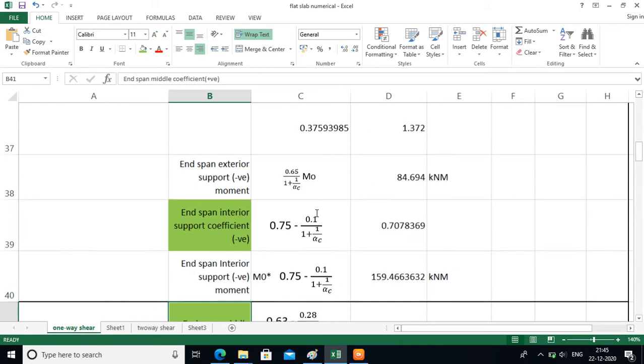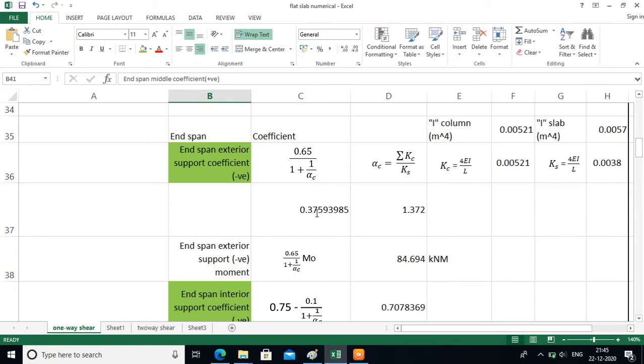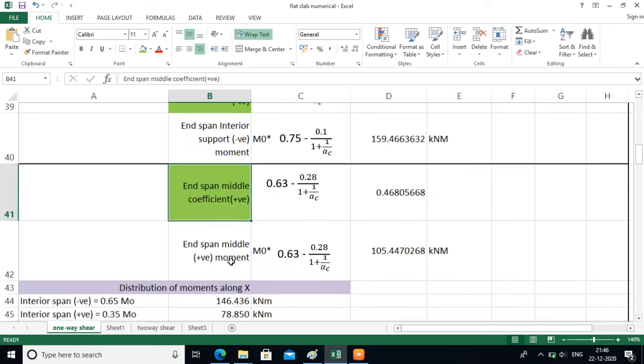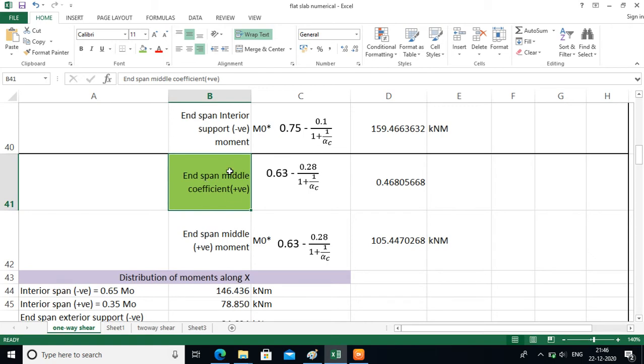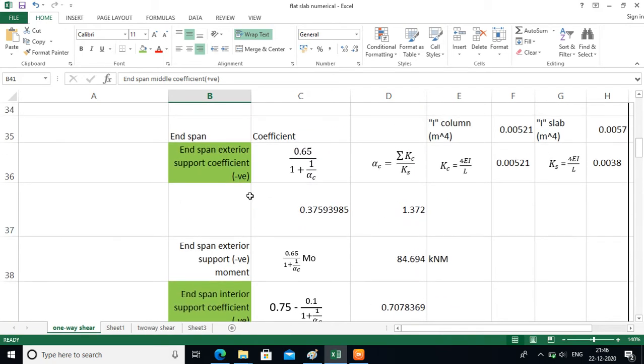We know that at support we have the negative moment, so we are going to put the negative sign for support moments, and for the midspan moment we are going to take it as a positive moment. So what are the coefficients for that? In IS 456 these coefficient values are given. I have directly taken those formulas from IS 456:2000.